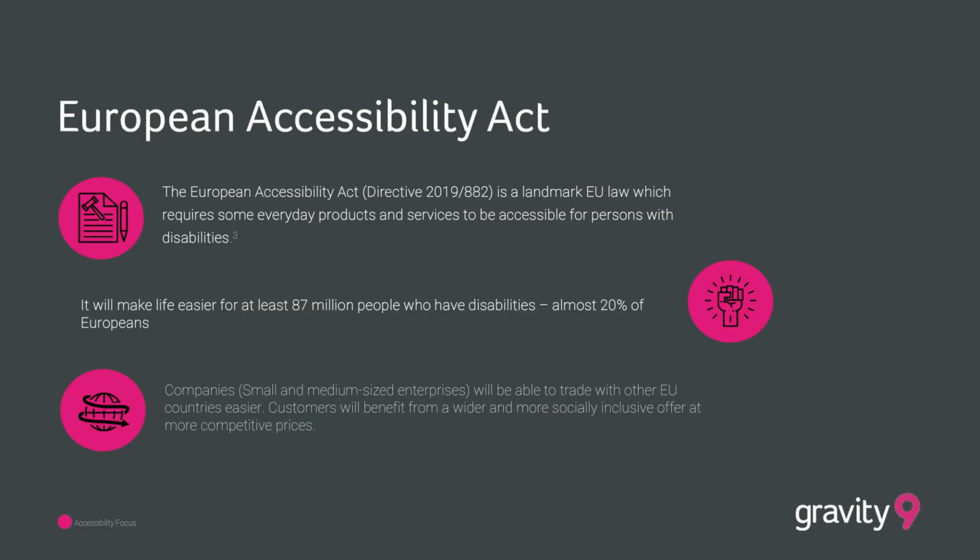Why do we care? Why do we do that? There's something called the European Accessibility Act. This is a law that was established in 2019, and it is the first law affecting not only public services, but also private ones. When it's fully implemented, it will make life easier for almost 20% of Europeans. So it's a very large group of people.